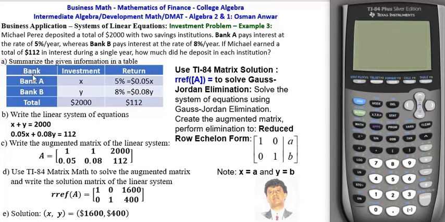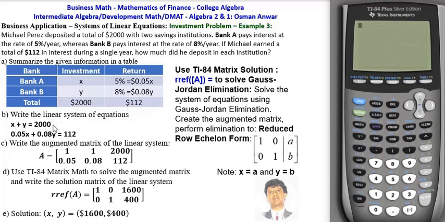So you have two banks, Bank A and Bank B. He invested in Bank A x amount, which pays 5%, which is 0.05x. And he invested in Bank B y, and it pays 8%, which is 0.08y. The total investment was 2,000, that is x plus y is 2,000, and the total return was 112. So we're going to take this, translate it into a linear system of equations.